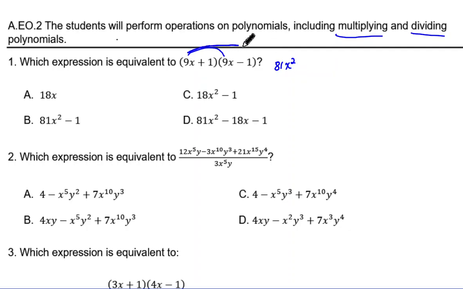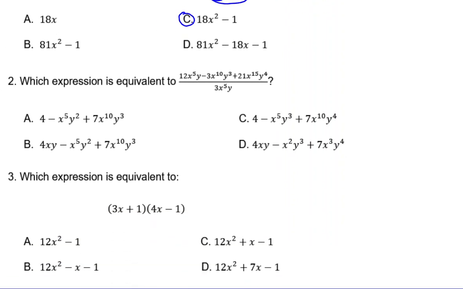And then you do 9x times negative 1, which is negative 9x. And then 1 times 9x, which is positive 9x. And then 1 times negative 1 is negative 1. And then we can go ahead and simplify this out. They just cancel each other out. So you have 81x squared minus 1. Okay? All right, next one.